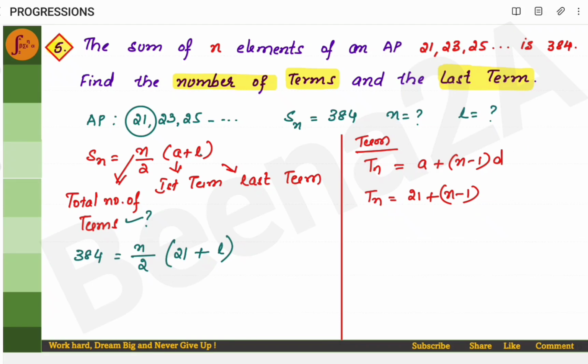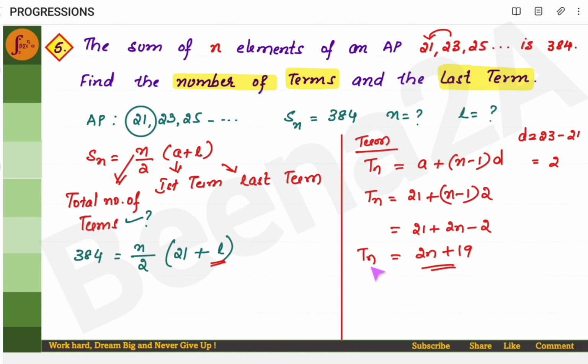N we don't know. D, what is d? D is the difference between two terms. So, 23 minus 21 is the difference between these two terms, nothing but 2. We'll put 2 here. So we'll get 21 plus 2n minus 2, which is 2n, 21 minus 2 is 19. So now we'll take this and substitute here. This is nothing but the last term.